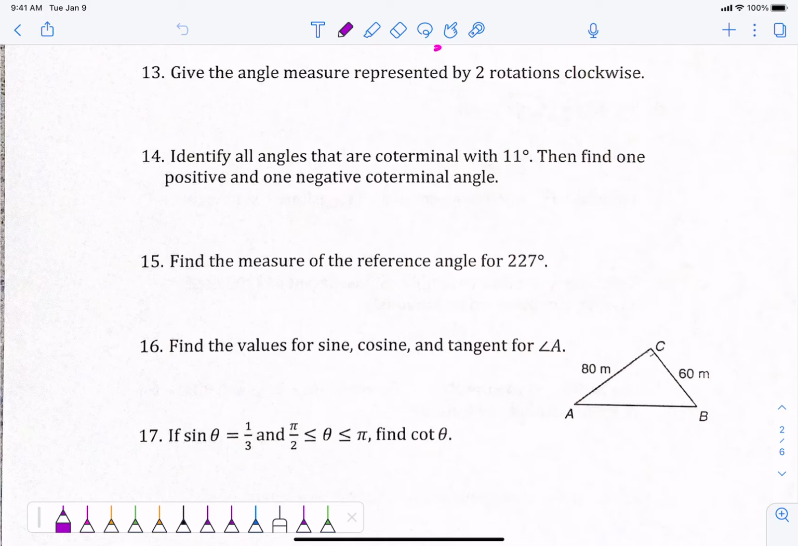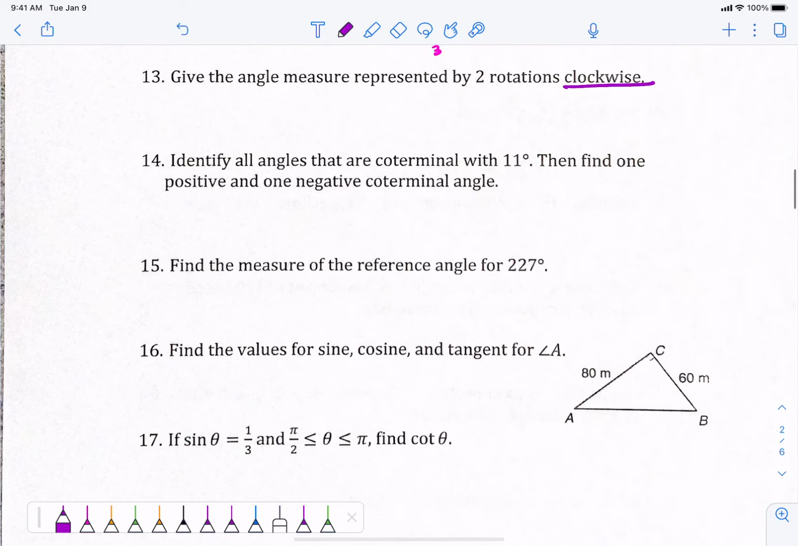Number 13: give the angle measure represented by two rotations clockwise, not counterclockwise, clockwise. So clockwise, I'm just going to think in my brain about what way clockwise is. It's going down, it's going that direction, okay? And two rotations, just two full rotations. How much is one full rotation? 360, but I'm doing two of them.